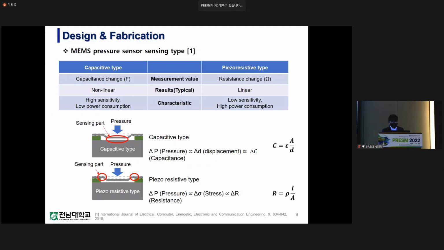Typical MEMS pressure sensor sensing methods include capacitive and piezoresistive methods. Both methods are definable using simple formulas. In this study, a capacitive type pressure sensor was selected to achieve high sensitivity and low power consumption using passive elements.